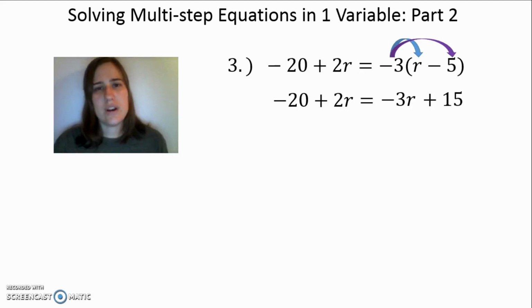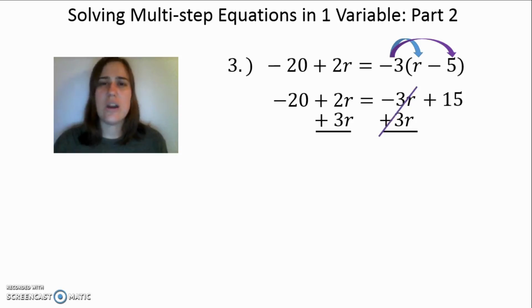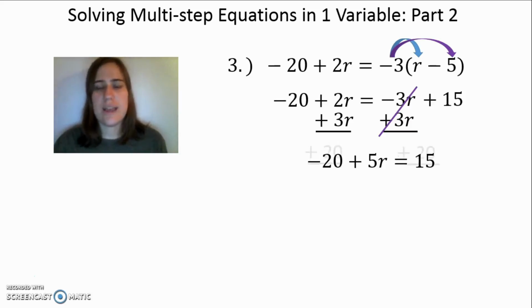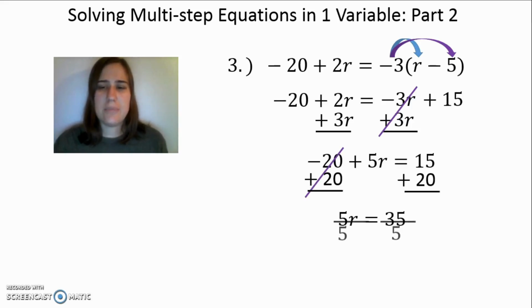Let's get rid of one of the r's. I chose to get rid of the 3r. So I eliminated the 3r by adding 3r on both sides, which gives me -20 plus 5r, because I combined them, equals 15. Now it's just a two-step problem. So I can add 20 and divide by 5. And r equals 7.